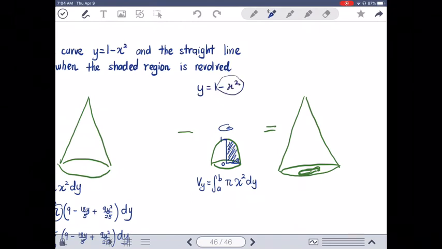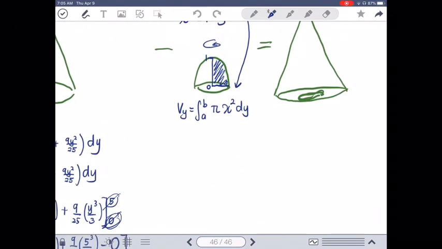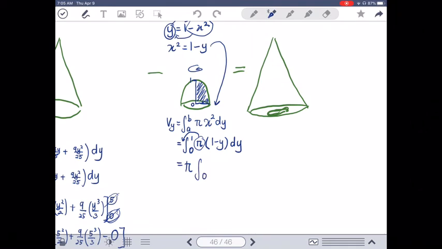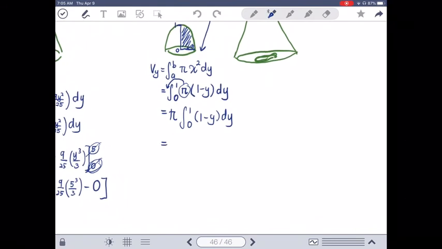Bring the right hand side to the left hand side, we should get x squared is just equal to 1 minus y. Substitute that into the equation. So in a sense that we have integration from 0 until 1 of pi times 1 minus y with respect to y. Okay, so pi is a constant, we can bring it outside, becomes pi times integration from 0 until 1 of the function 1 minus y with respect to y. Okay, now we do the normal integration, we should get pi times integration of 1 is just y, and then we have y squared over 2, 1 until 0.